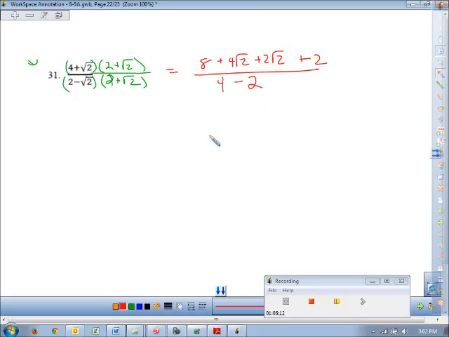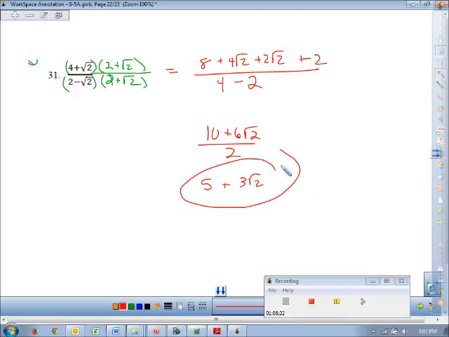And then you got 10 plus 6 square roots of 2 over 2, which is 5 plus 3 square roots of 2. Yes, sir?